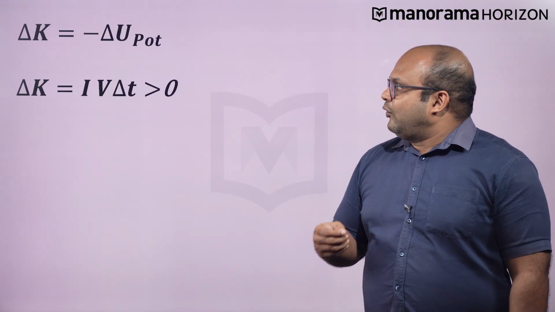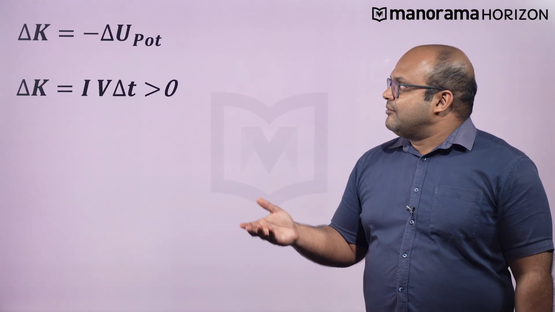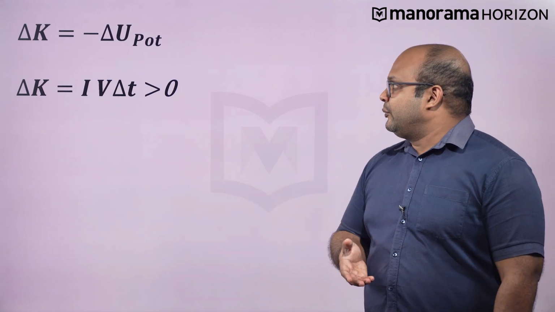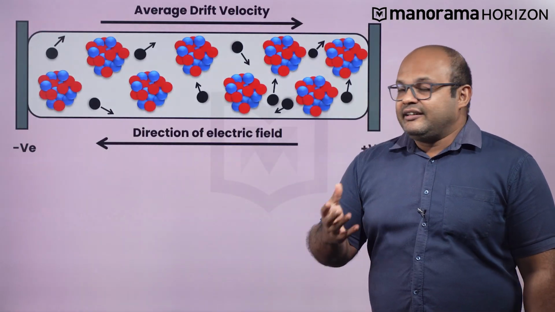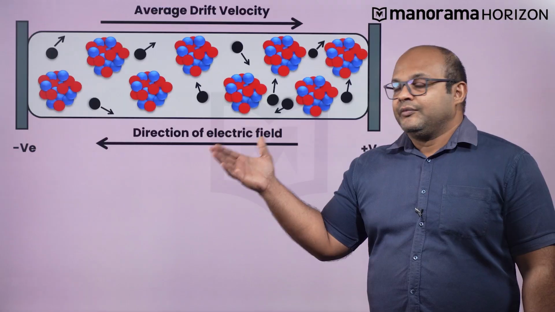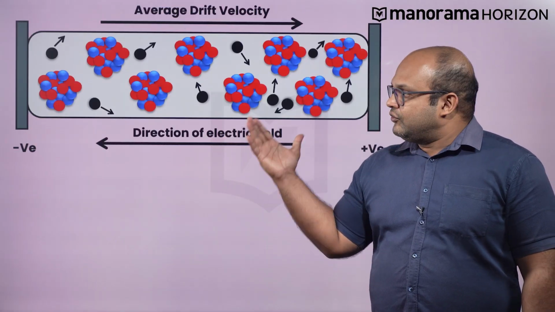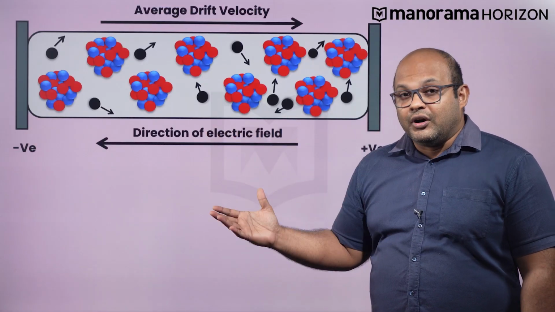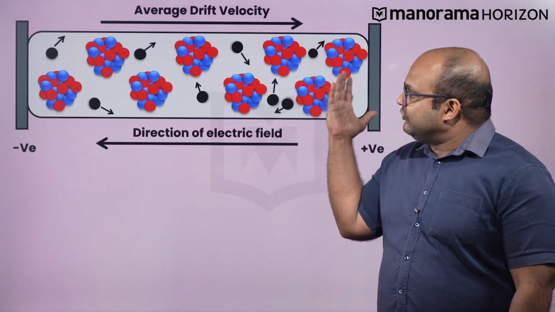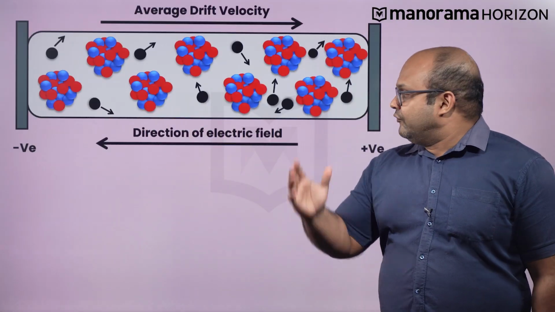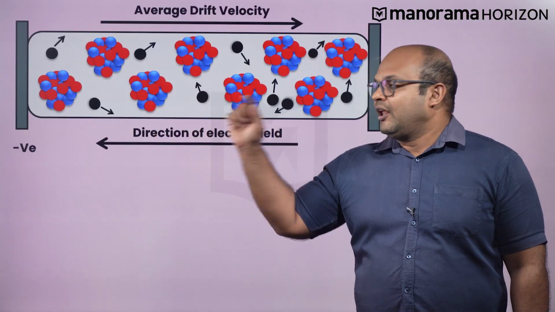Now, delta K can also be written as I times V times delta T by substituting from the previous equation. And that tells us what is going on inside the conductor. The electrical potential difference in this conductor is converted into the kinetic energy of the charge carriers as they are moving from high potential to low potential.